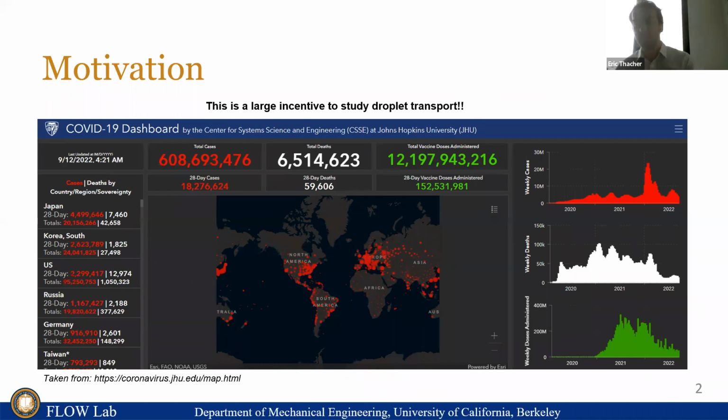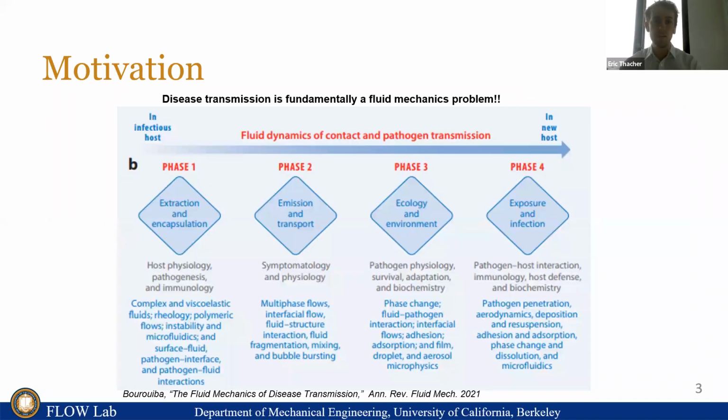Basically, the first step of doing so is: how do droplets spread? The moment somebody coughs, how does that droplet get transported around the room and then potentially infect somebody else? I took this from a paper from Lydia Bourouiba in 2021, and I think it does a great job of highlighting how disease transmission is fundamentally a fluid mechanics problem. There are so many different aspects of fluid mechanics that are critical to each segment of the transport from the infectious host to the new host.